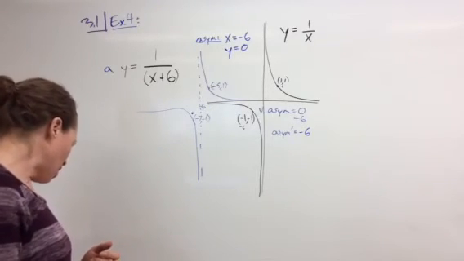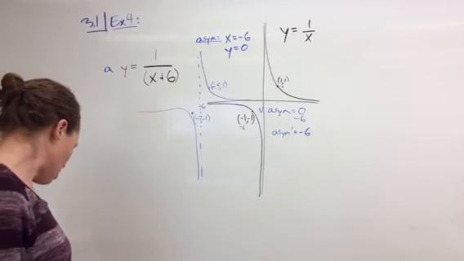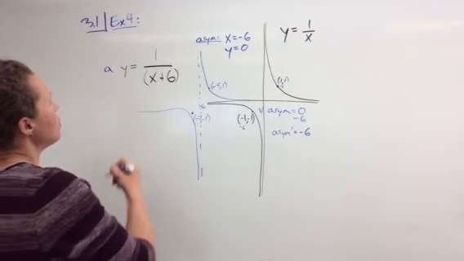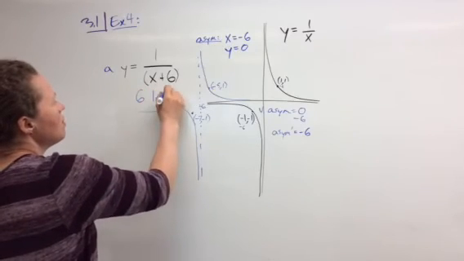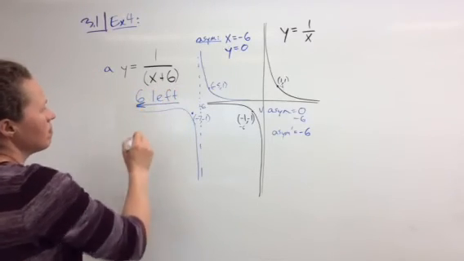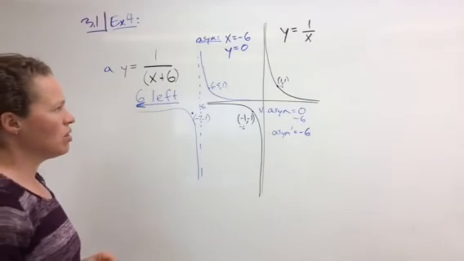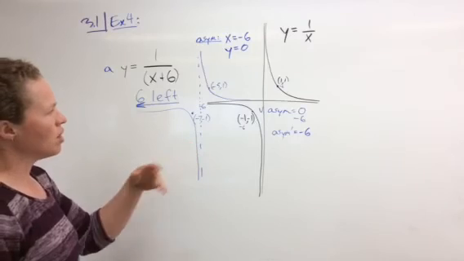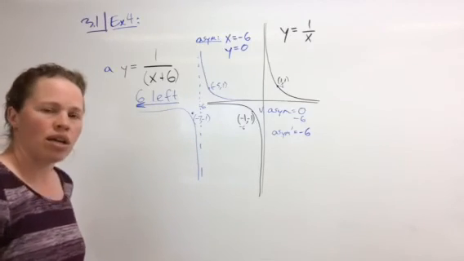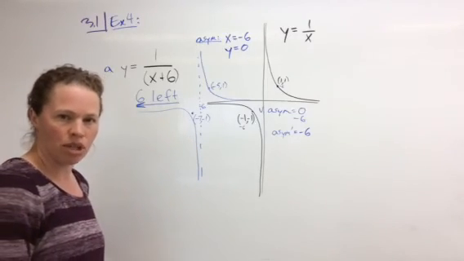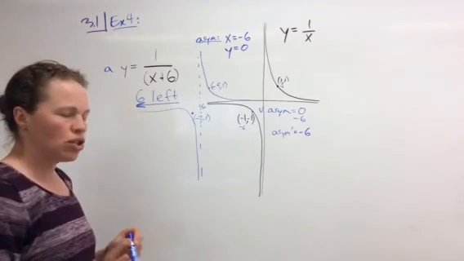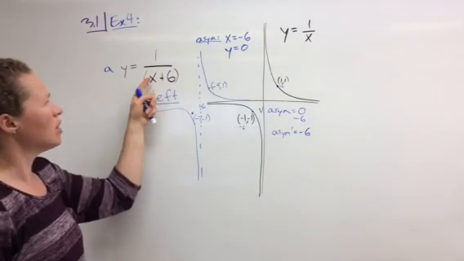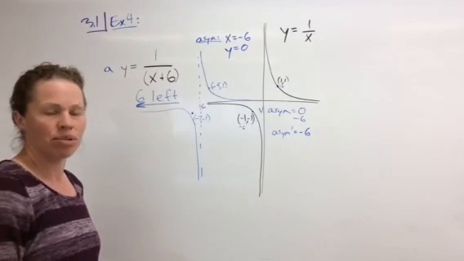So we've decided that it moved 6 to the left. That's how it changed. We've replotted it, we've checked our new asymptotes, and you can use your graphing calculator to check and make sure that your work is correct. Make sure that you put these brackets in, because otherwise you're going to be going 1 over x and then adding 6, and that's going to give you a completely different graph.